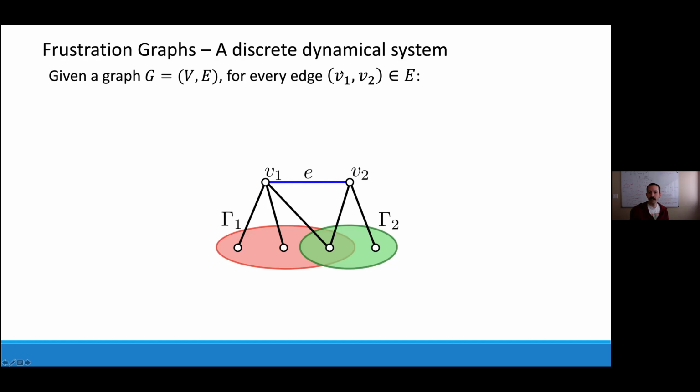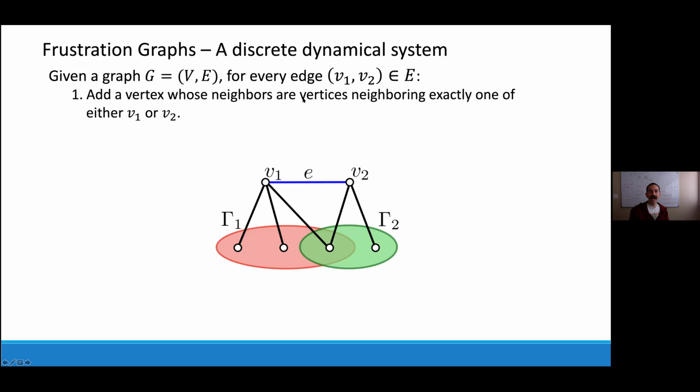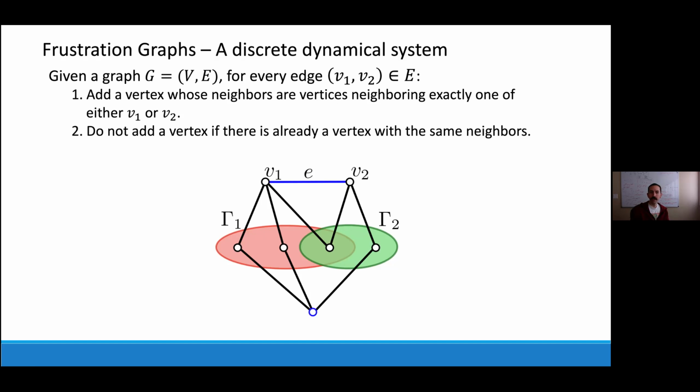So given a graph, for every edge E, we're going to add a vertex whose neighbors are vertices neighboring exactly one of either V1 or V2. So exactly one of either V1 or V2. And we're going to not add a vertex if there is already a vertex with the same neighbors. And then we're going to iterate this, okay?